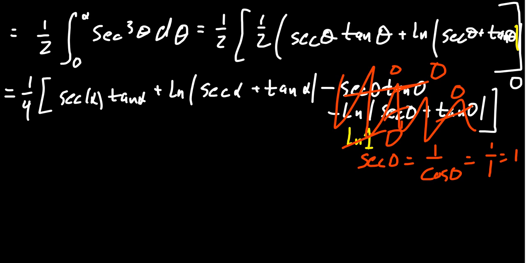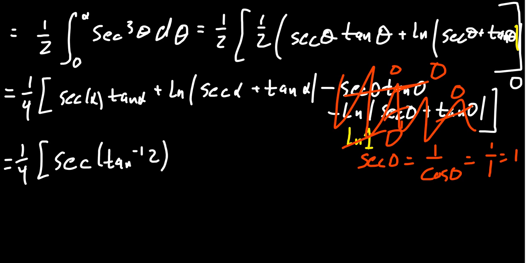So what else do we have here? We're going to have a 1/4, a secant of alpha. Remember, what was alpha? Alpha was arctangent of 2. Now, when you take tangent of arctangent of 2, that one's pretty clear. That's going to be a 2. And when you look at the second one, you're going to get the natural log of secant of alpha again, right? Plus 2.